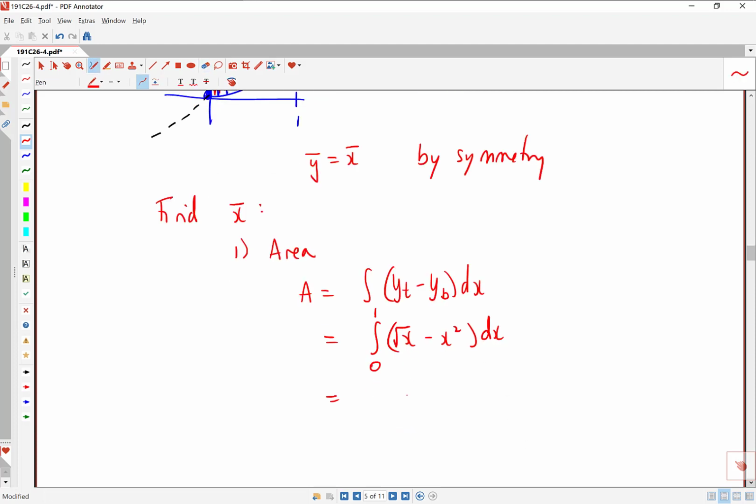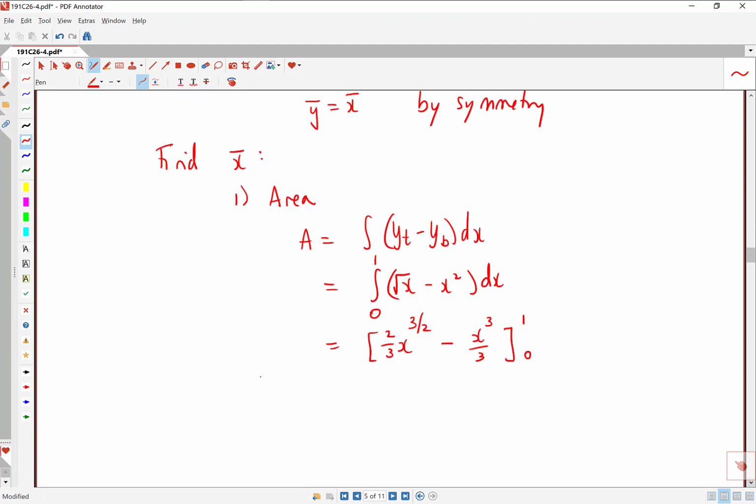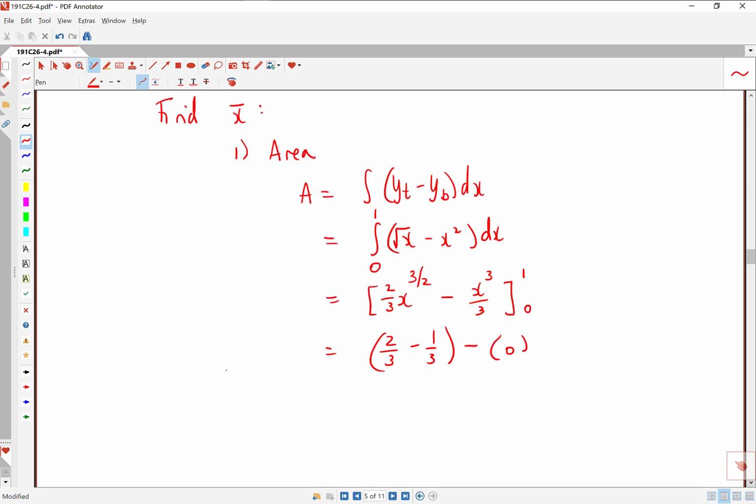So x to the 1/2 after we integrate becomes x to the 3/2 times 2/3. And then we've got minus x cubed over 3. We're going to evaluate at 1 and then at 0. So plugging in 1, we get 2/3 minus 1/3. And then we subtract off the value at 0. So in other words, our area comes out to 1/3.